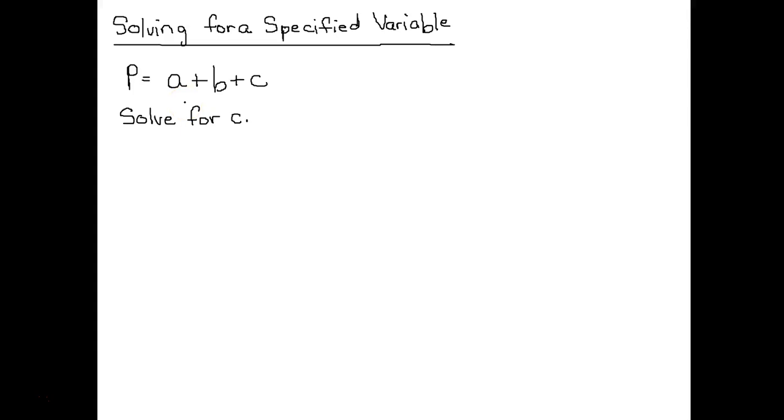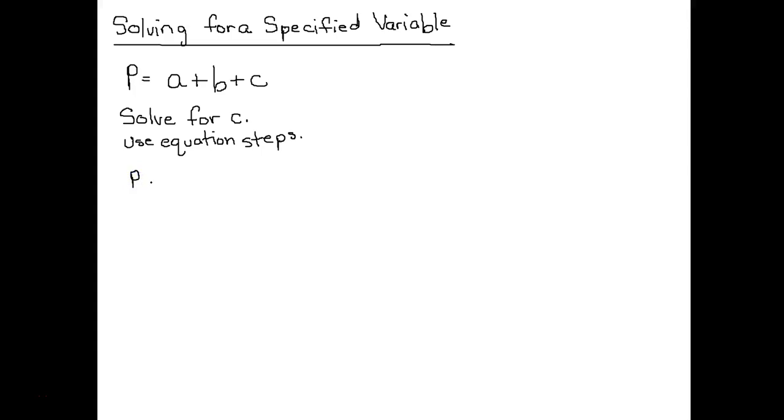Well, it can help to have the formula rewritten. Instead of P equals, say C equals. That can be very helpful. So solve just like you would solve an equation, because the formula is an equation. It has an equal sign. P equals A plus B plus C. So if I was solving for C, I would look at this and say, well, I've got an A plus B being added over here.